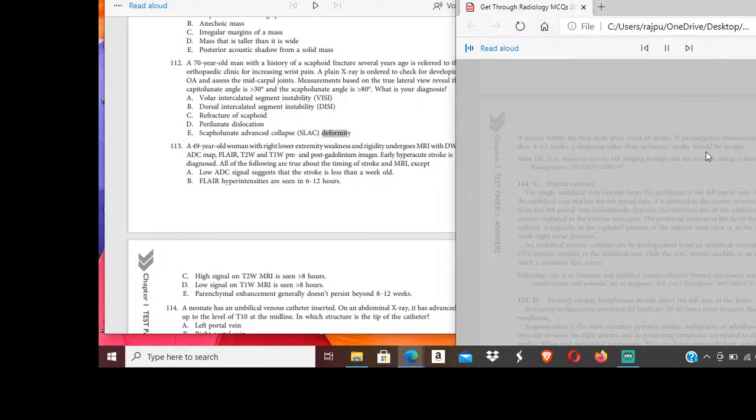It occurs within the first week after onset of stroke. If parenchymal enhancement persists longer than 8-12 weeks, a diagnosis other than ischemic stroke should be sought. Allen LM.